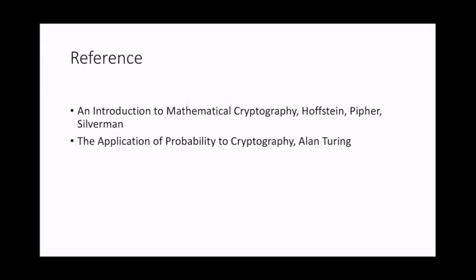For the references, I used An Introduction to Mathematical Cryptography. The authors are Hoffstein, Pipher, and Silverman. And I also used The Applications of Probability to Cryptography by Alan Turing. The whole concept of the factor principle, and also how he incorporates the classical randomness based in probability into cryptanalysis, is worth mentioning here in our meeting.